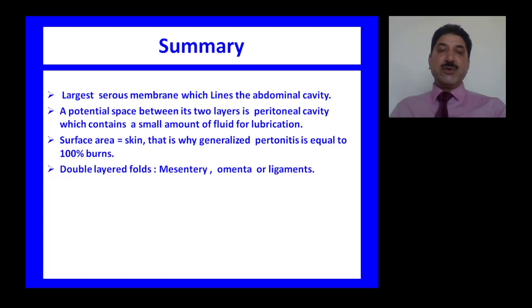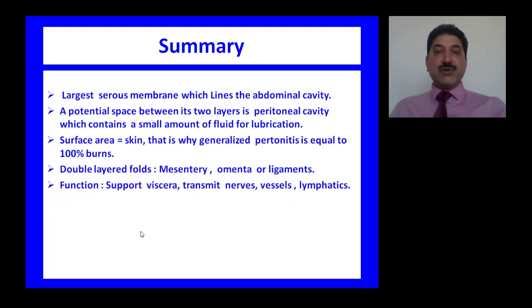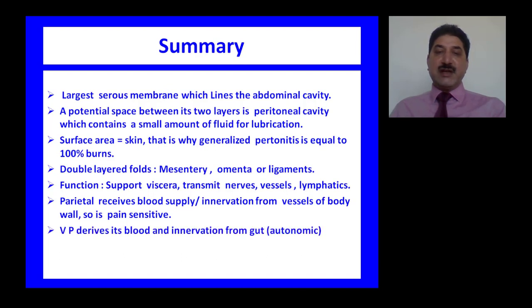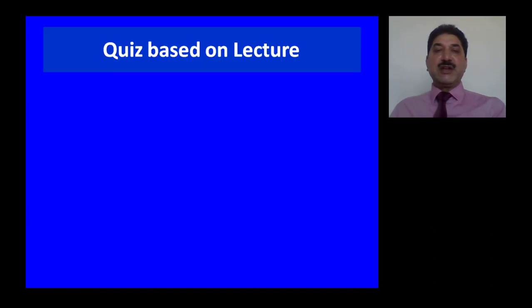Double-layered folds of the peritoneum are mesentery, omentum, or ligaments. These folds function to support viscera mechanically and also transmit nerves, vessels, and lymphatics of the viscera. Parietal peritoneum receives blood supply and innervation from body wall, so is pain sensitive. Visceral peritoneum derives its blood supply and innervation from gut, so is pain insensitive. Peritoneal cavity is used for peritoneal dialysis.